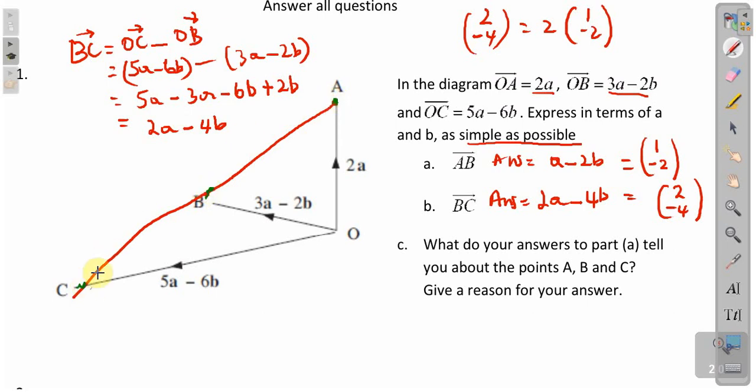Now if all the points are on the same line, what do you say about those points ABC? We say that they are collinear. So we say that the points ABC are collinear because they lie on the same straight line. And how do you know that they lie on the same straight line? Because BC is a scalar multiple of AB, which means that they are actually parallel vectors lying on the same line.